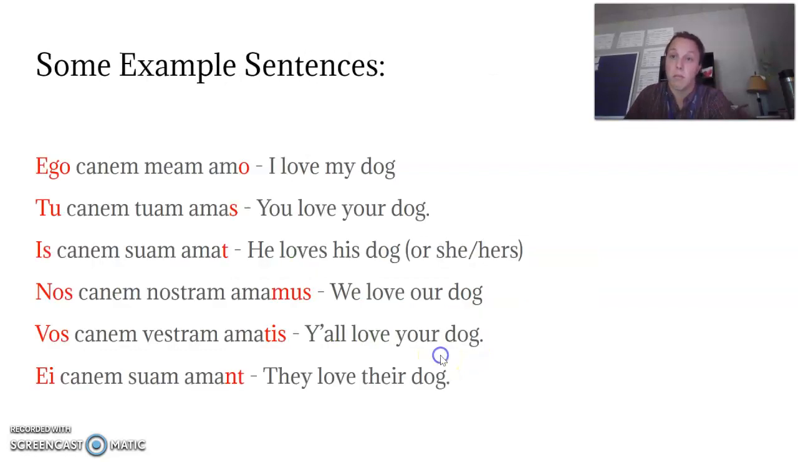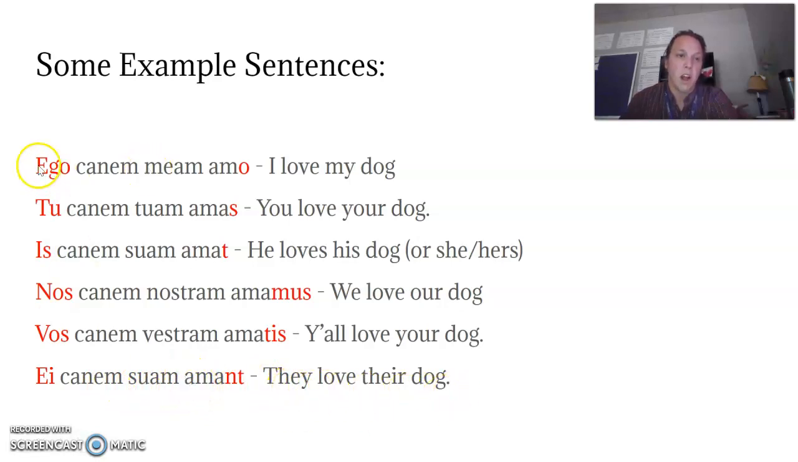So, all right, here's some sentences. Ego canem meam amo. I love my dog. Tu canem tuam amas. You love your dog. Is canem suam amat. He loves his dog. Nos canem nostram amamus. We love our dog. Vos canem vestram amatis. Y'all love your dog. Ei canem suam amant. They love their dog.